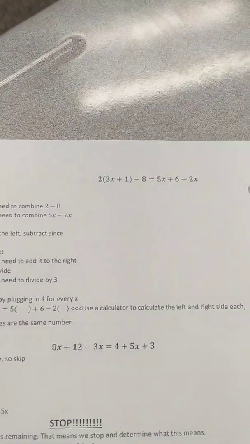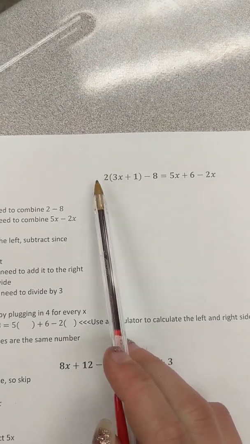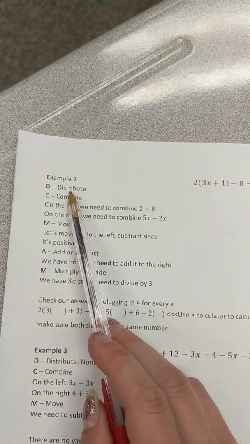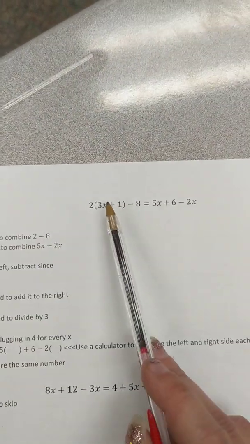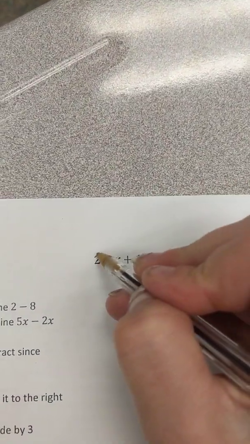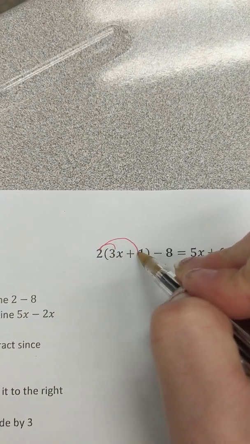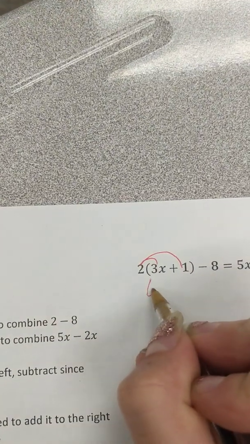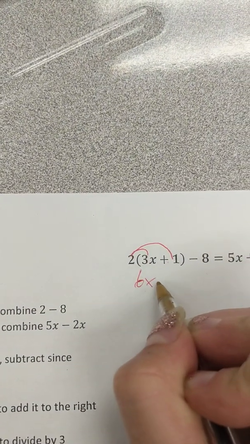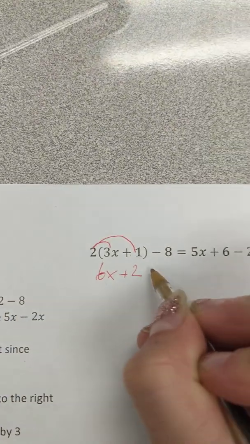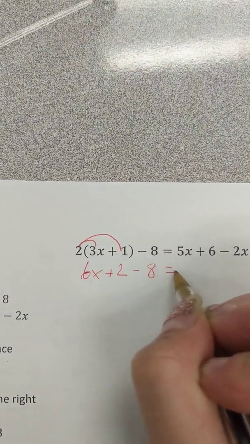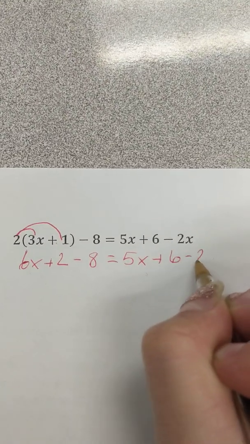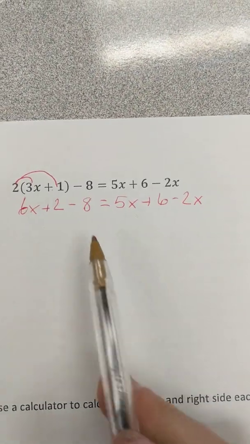Our next example. So here's our problem. We'll go back to our steps. It says to distribute. So I look and I have some distributing. So I'm going to distribute here. Everything else is going to stay the same. So 2 times 3x is 6x. 2 times 1 is 2. Minus 8 equals 5x plus 6 minus 2x. I distributed.